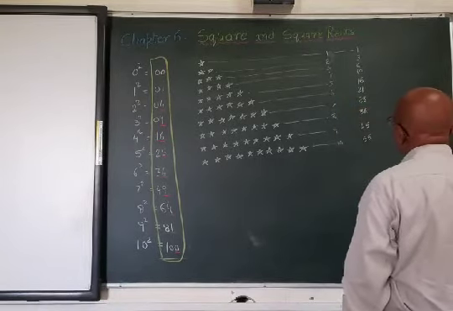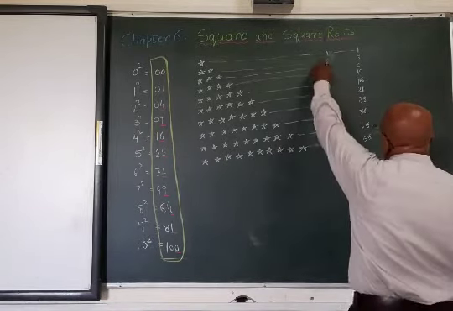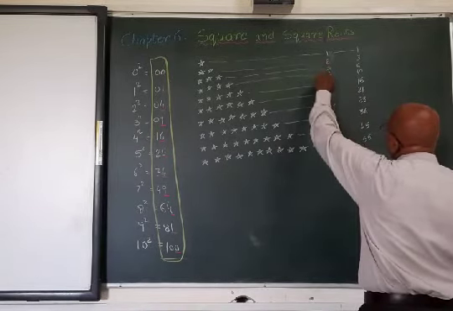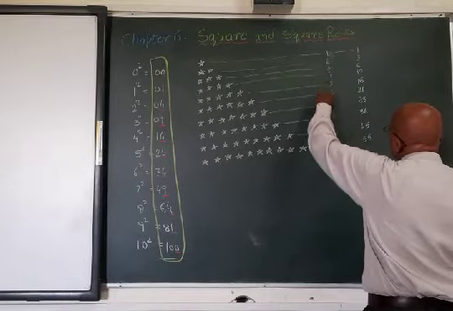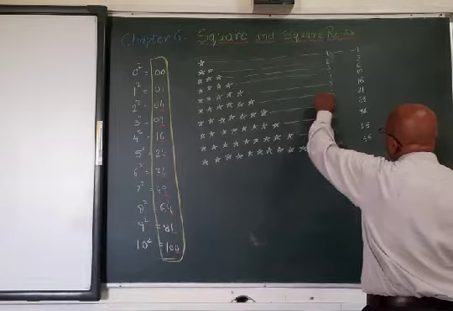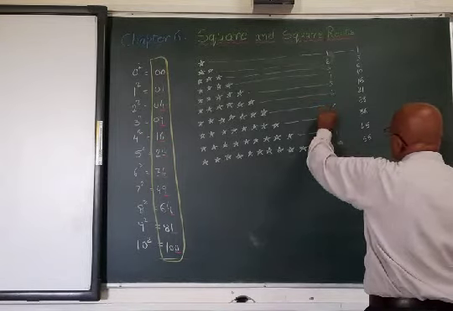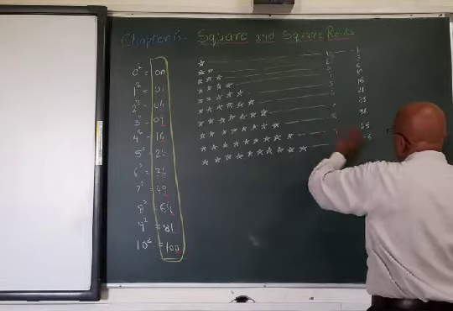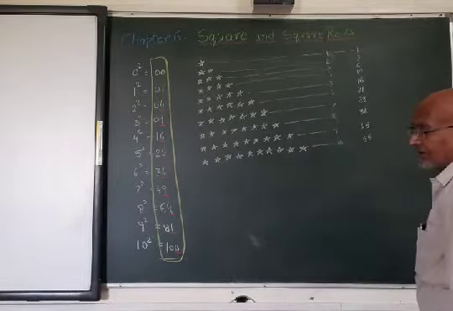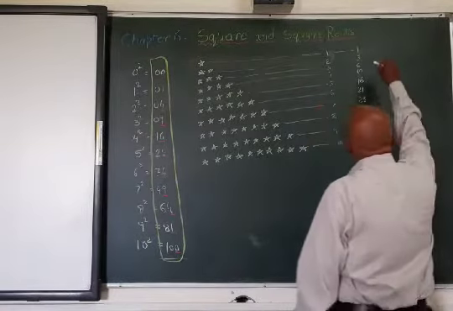Is there right or any mistake? See here, 3, 6, 10, 15. 15 plus 6, 21 plus 7, 28 plus 8, 36 plus 9, 45 plus 10. Right. Okay. Now we have got this.